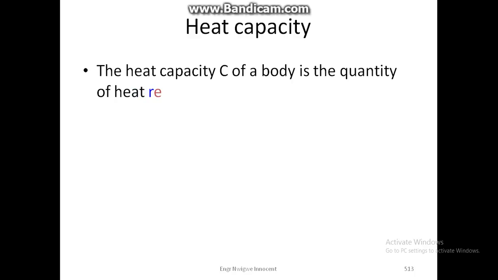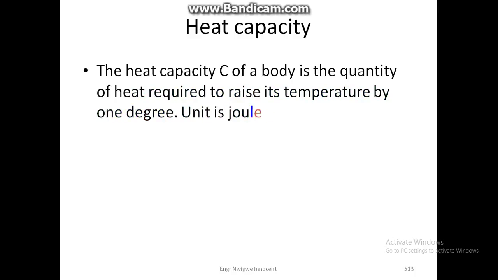Heat capacity. The heat capacity C of a body is the quantity of heat required to raise its temperature by 1 degree. Unit is joule per Kelvin.